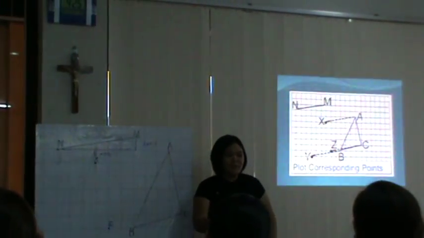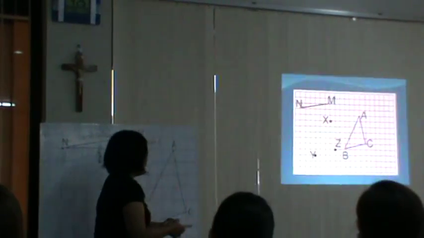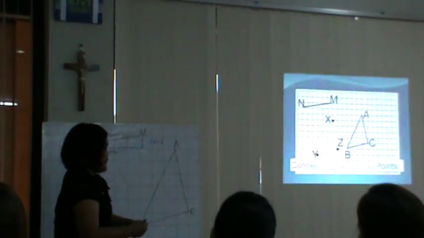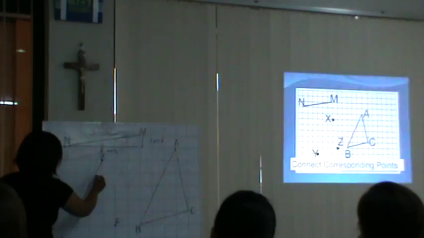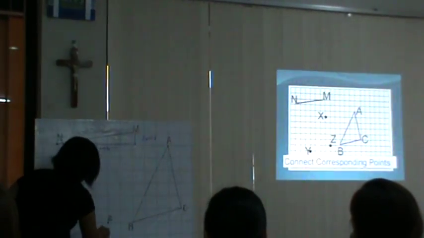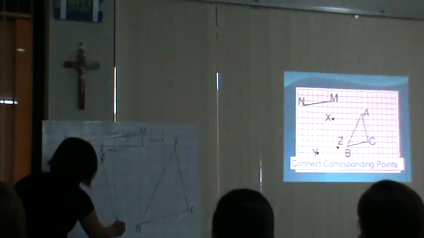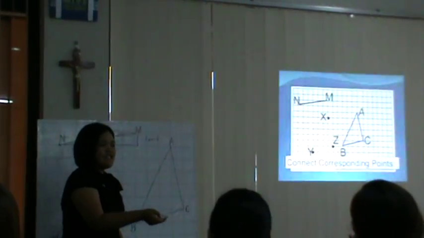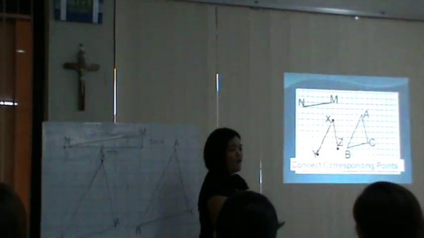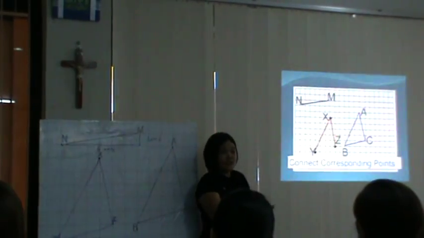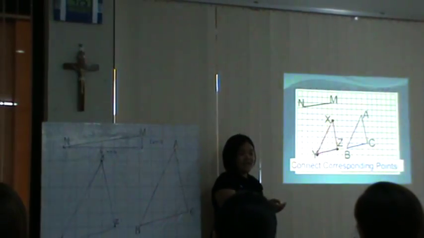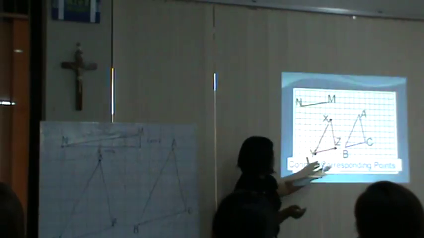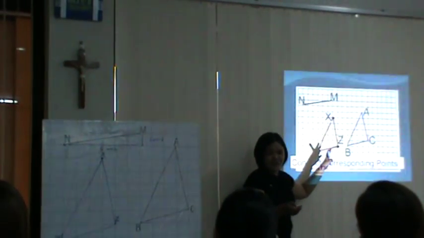And from here, we can then connect like this, here, and there. So we are now able to connect these 3 points and form a new triangle XYZ in a different location.